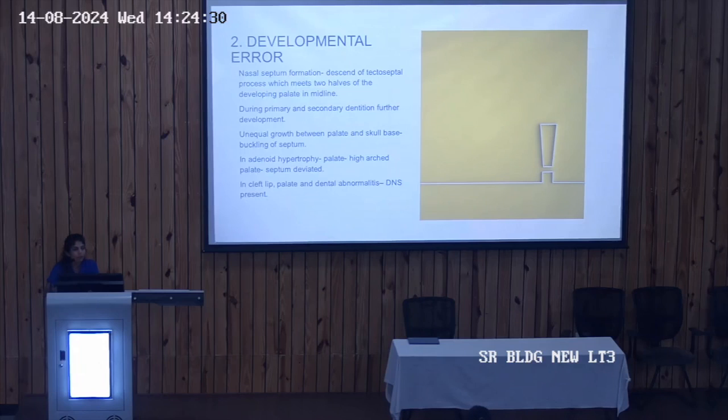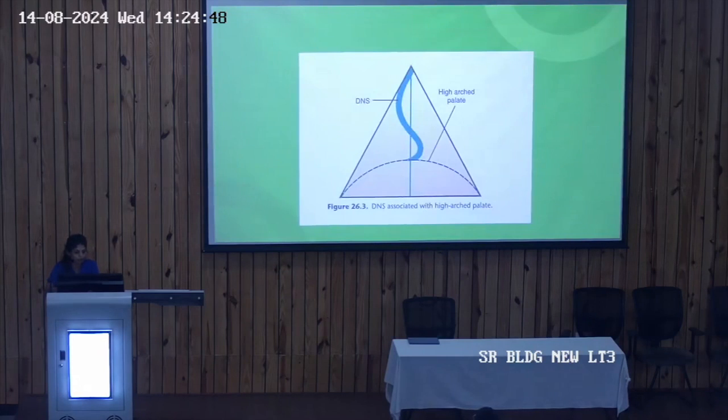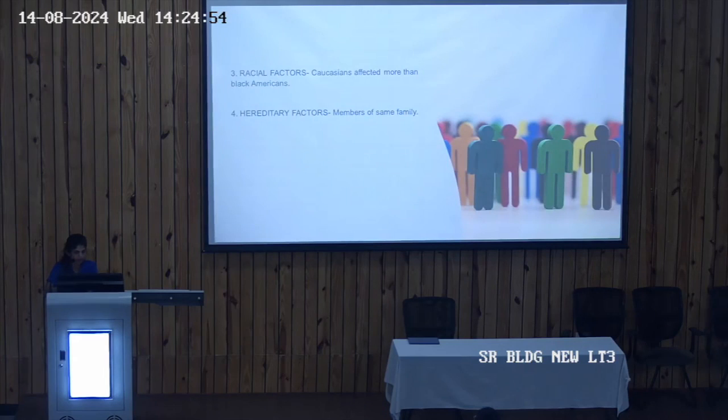In adenoid hypertrophy patients, we see a high arched palate. Since these patients are mouth breathers, the palate becomes very high arched. In those cases also there is septal deviation. In cleft lip, cleft palate and dental abnormalities, DNS is usually present. So this is DNS associated with high arch palate. We can see the S shape of the DNS.